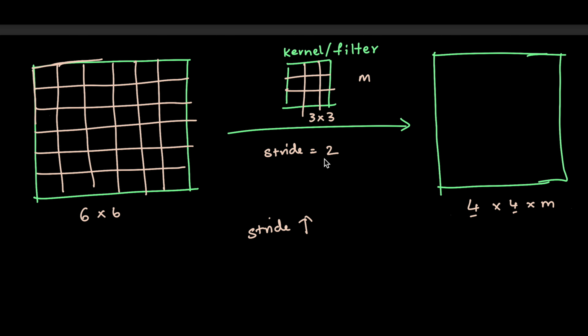But if, let's say, stride is 2, then what will happen? First, we will cover the first 3 columns. And after covering the first 3 columns and applying the convolution operation on this 3 cross 3 portion, then what we'll be doing? We'll be moving by 2 columns. Previously, we used to just move by 1 column. Now we'll be moving by 2 columns. That means we'll start from here. So we'll start from this point and we'll cover till this point.